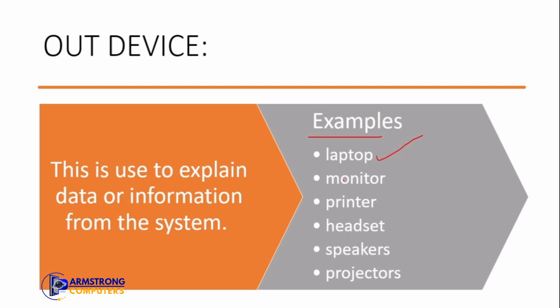We also have the monitor, which is used to view what the system is processing. We also have the printer, which is used to print out work done by the computer. We have the headset, which brings out sound. The speaker also brings out sound, and there is the projector. Institutions mostly use projectors for their presentations. There are more output devices that you can go and find. So these are output devices, used to display data or information from the system.